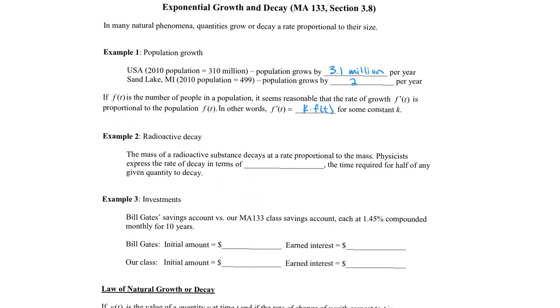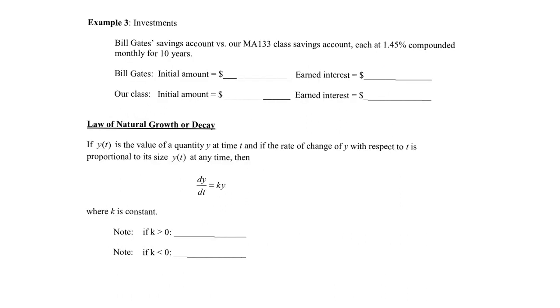Physicists express the rate of decay in terms of half-lives, which is the time required for half of any given quantity to decay. And by decay, it doesn't mean it just disappears. It typically turns into something else, as we'll see later. And let's look at one more example.